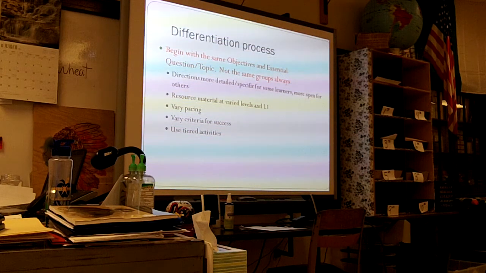Vary criteria for success. An A for him may not look like an A for you. That's why rubrics are really handy, because the rubrics reflect the ability of the student. I know that he can do X, Y, Z, and I know that she can do X, Y, Z. So his 4 and her 4 may not look the same on paper, but they're receiving credit based on ability, right?